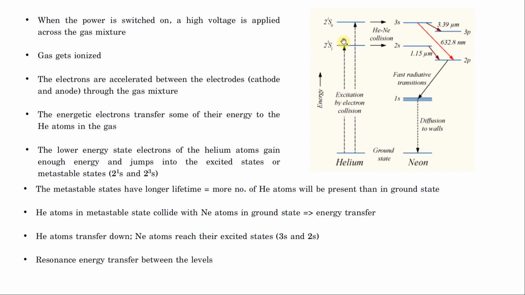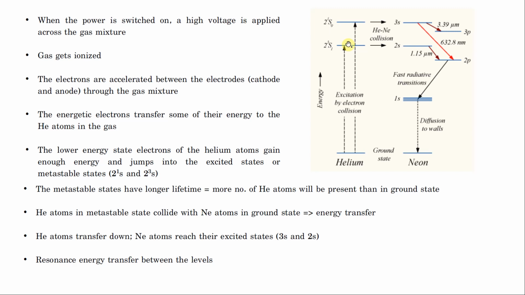So now we know that metastable states will have a longer lifetime. The resultant is you will get more number of helium atoms moving towards these metastable states. So more number of helium atoms can reach both these metastable states, and you will get more number of helium atoms in the metastable state than what is there in the ground state.